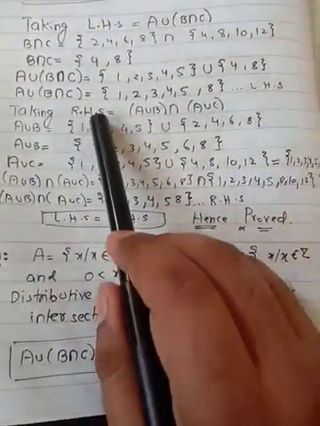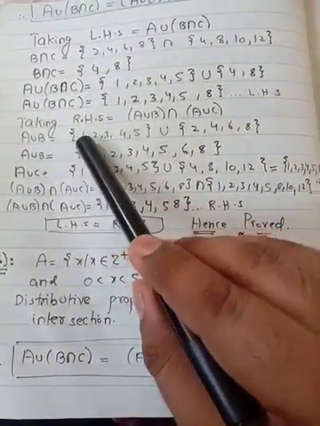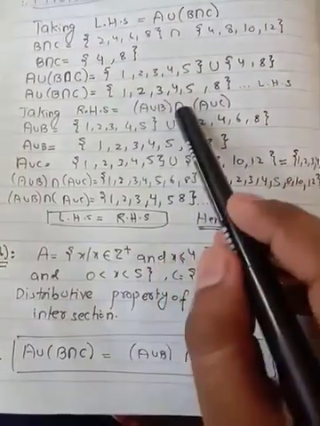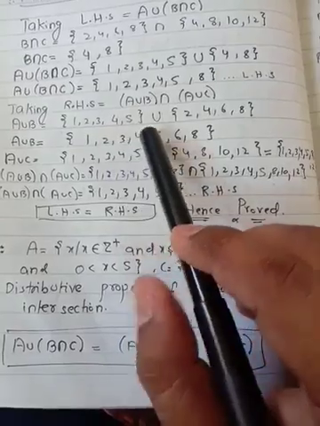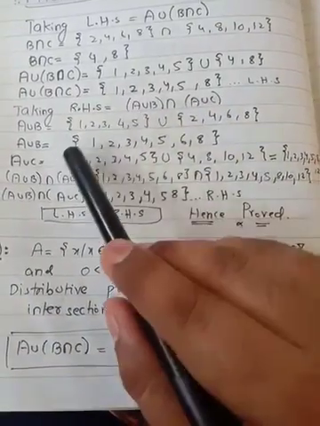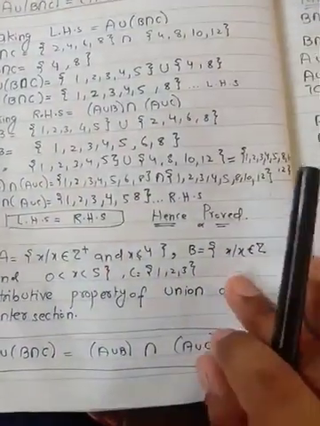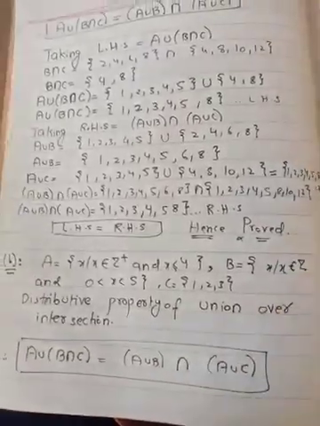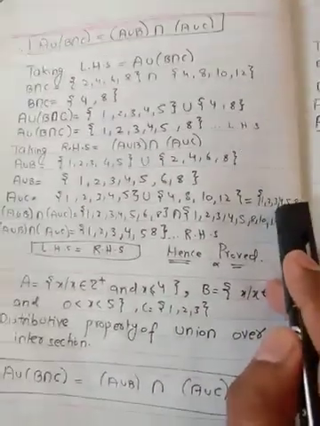Now we will find the right hand side. Right hand side is equal to (A union B) intersection (A union C). A union B is 1, 2, 3, 4, 5 union with B, 2, 4, 6, 8. We will find the union. Union is the arrangement of both sets in order, that is 1, 2, 3, 4, 5, 6, 8. Then we will find A union C, because we give preference to the bracket terms first. The answer of A union C will be 1, 2, 3, 4, 5, 8, 10 and 12.